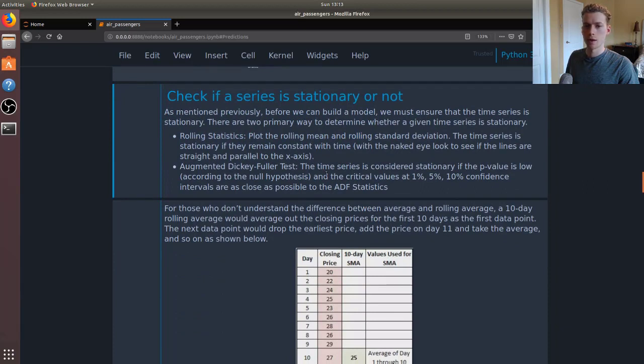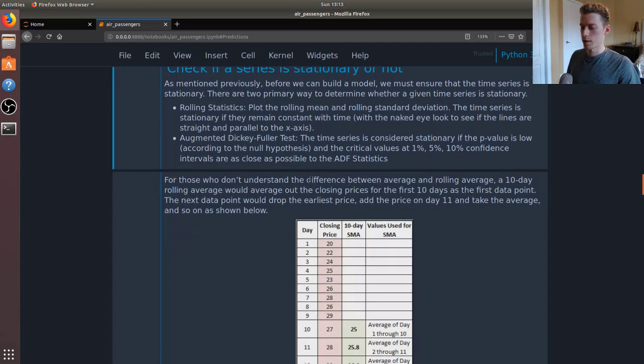There are two ways of determining whether a series is stationary or not. The first one being the rolling statistics method, which is basically what I covered there, where you just eyeball it. If the rolling mean and the rolling standard deviation aren't constant with respect to time, then the series isn't stationary. And then the other way, which might be useful if you don't really want to trust yourself just eyeballing it, or maybe you have too many features to graph it, is the augmented Dickey-Fuller test. Essentially, if the p-value is low and the critical values at the 1%, 5%, and 10% confidence intervals are close to the ADF statistic, then we can conclude that it's stationary. We'll cover that in a bit.